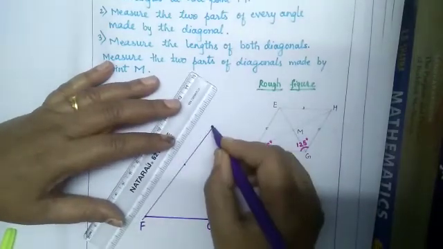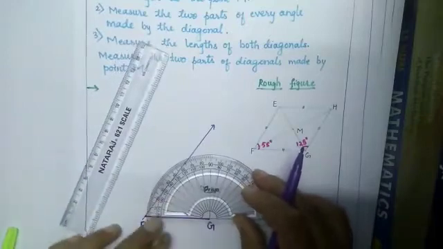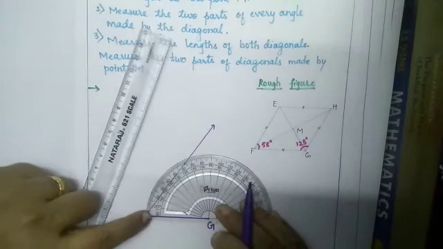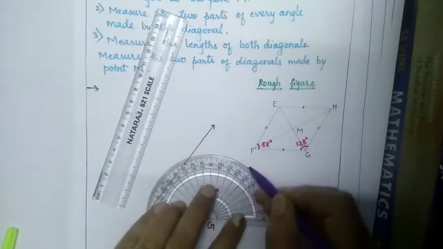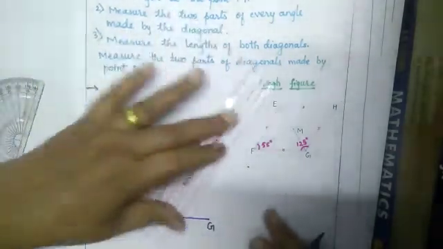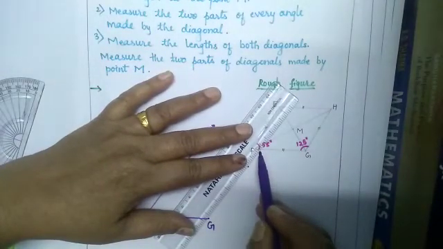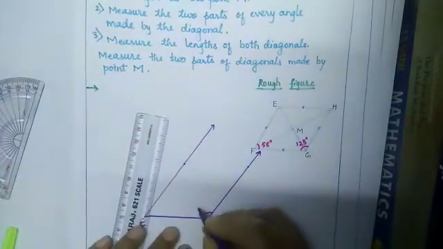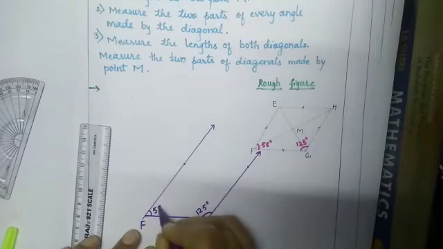This will be your ray of 55. And from G, let us take 125 degree. From G, 125. So from here 0 to 90, 100, 110, 120, and this is 125. So put a dot over there and join it. Draw a ray so that you can take a convenient angle. This angle is of 125 degree. This angle is of 55 degree.